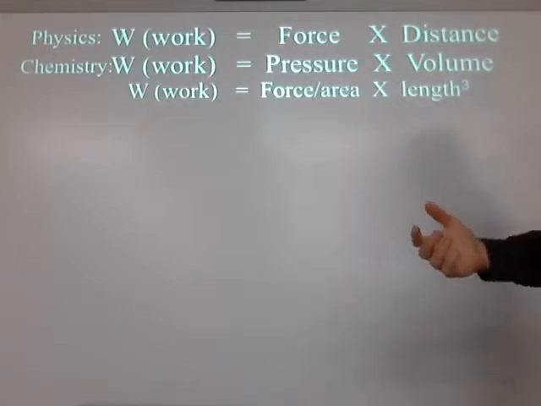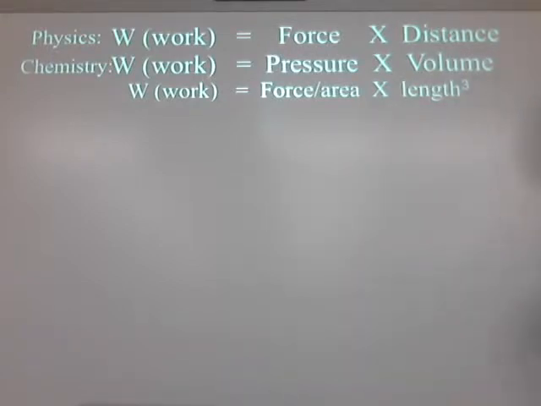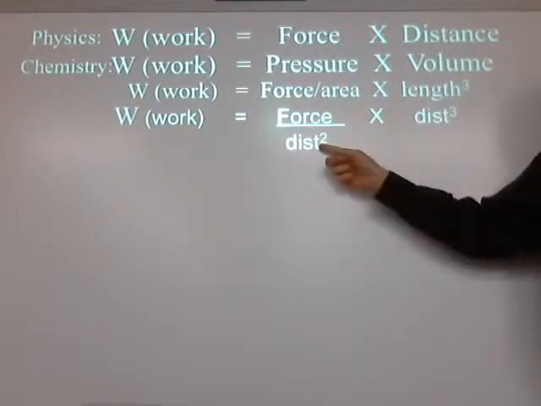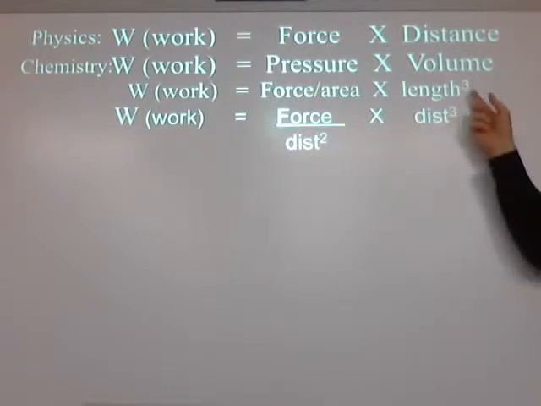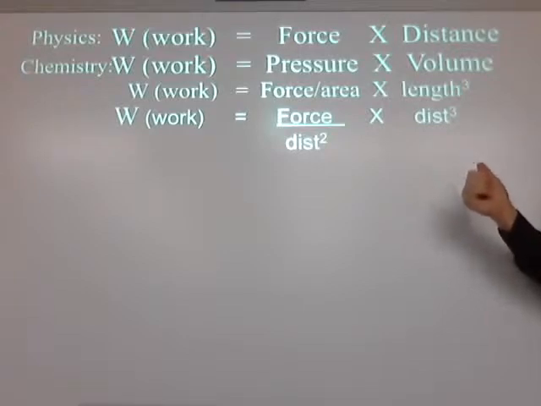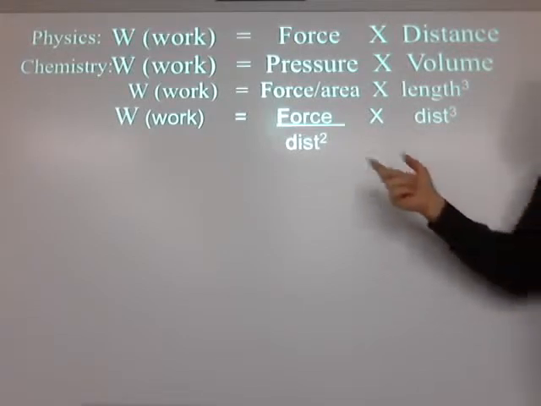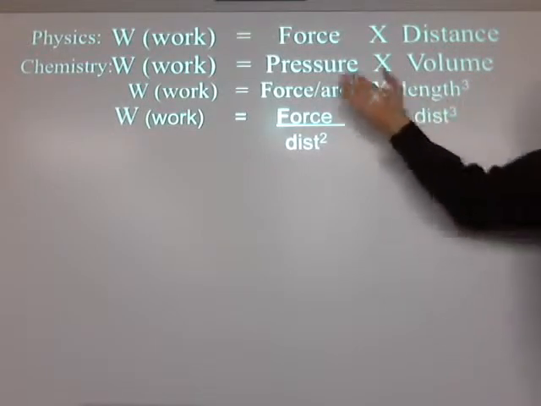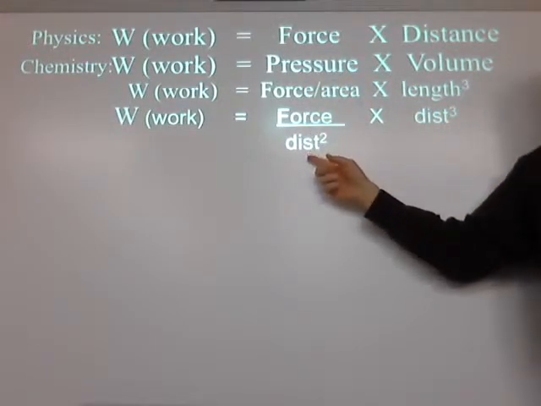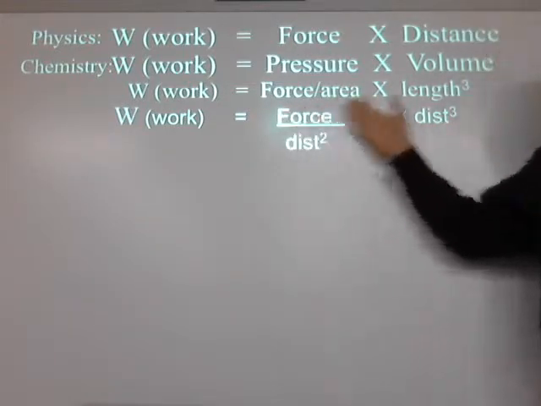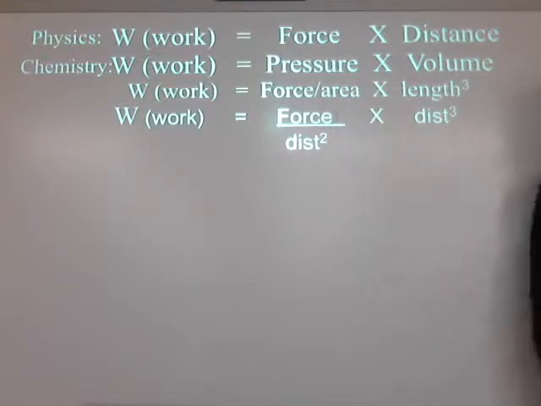I'm going to get to a very familiar equation and a very familiar unit for you in a second. Okay? Work will be force per unit area times a distance cubed. What is that? If I multiply that out, what do I have? Force times distance, because a volume is a distance cubed and a pressure is a force over an area, which is a square distance, right? So if you multiply it out, you get force times distance.